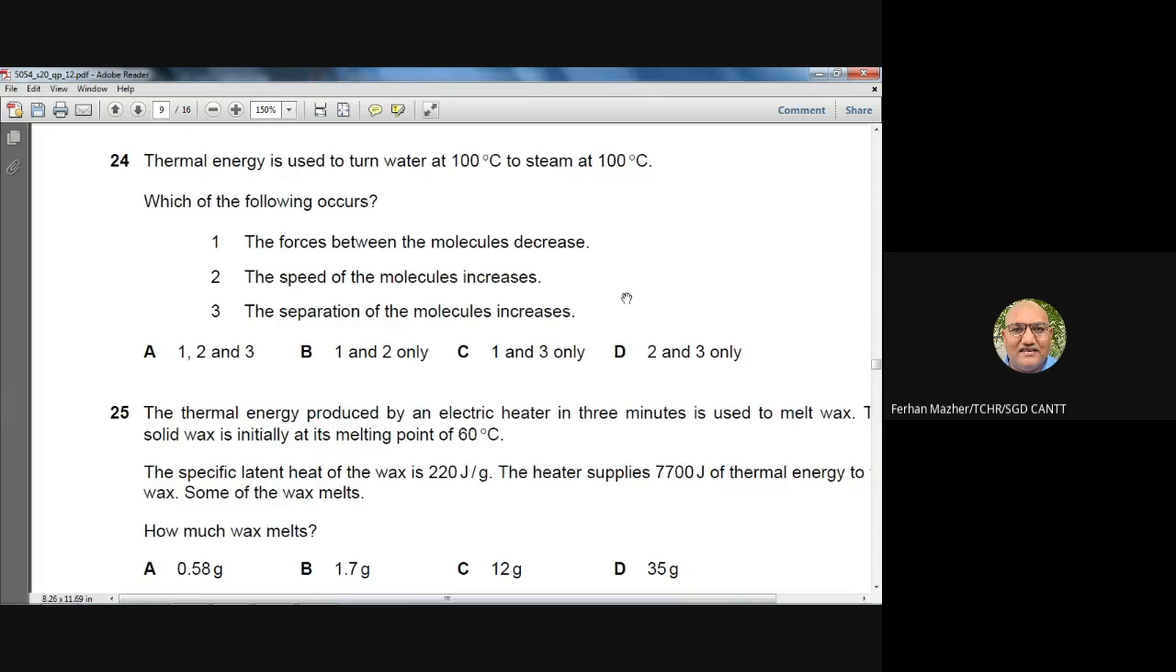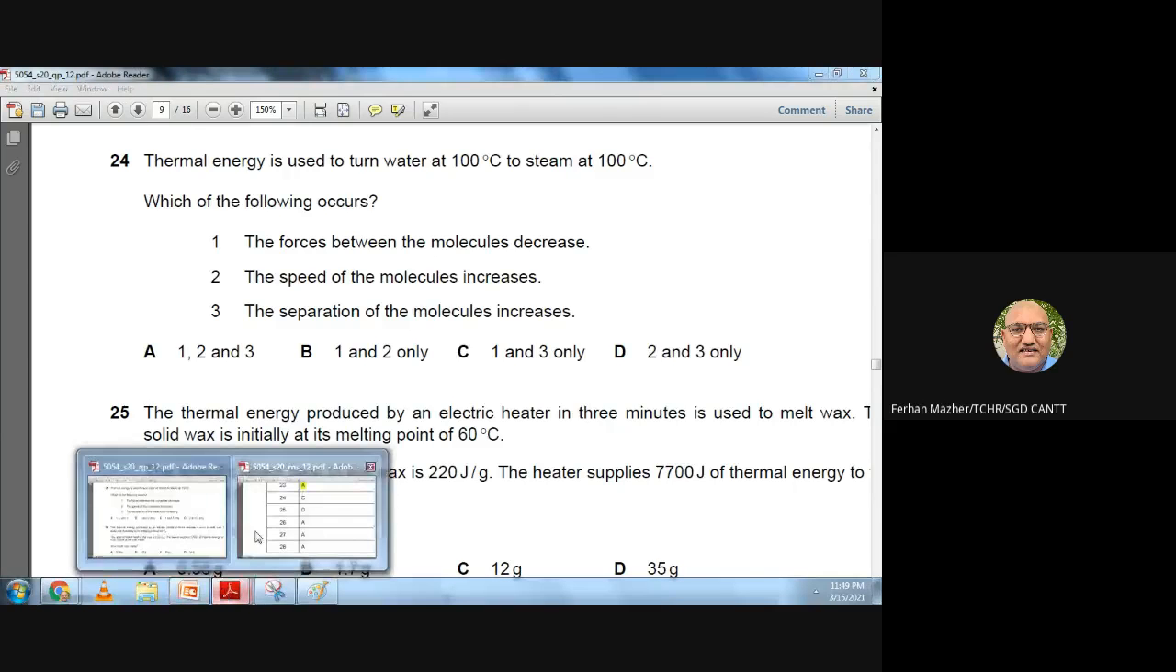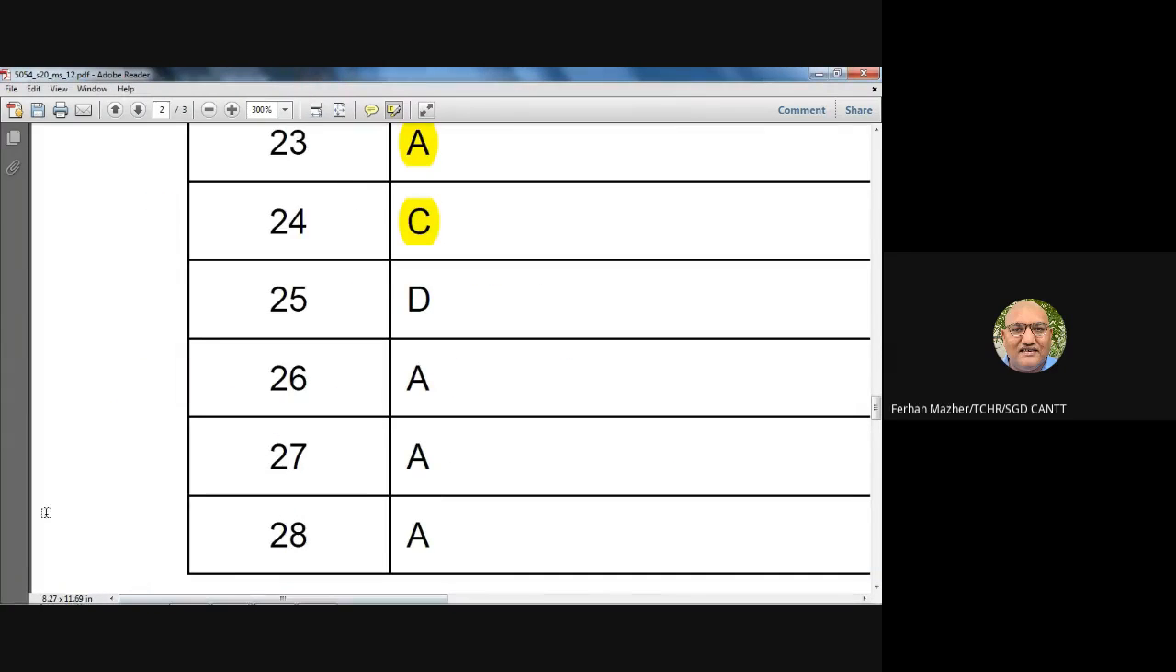You see, when you convert water into steam at 100 degrees centigrade, the forces between the molecules decrease. Yes. The speed of the molecules increases? No. If the speed of the molecules changed, the temperature would change. And when the state is changing, the temperature does not change. It means the speed of those particles does not change. Very important fact. So 2 cannot be the answer. Separation of the molecules increases, that's true. So 1 and 3 only. I think C is the option. Question number 24, C is the right option.